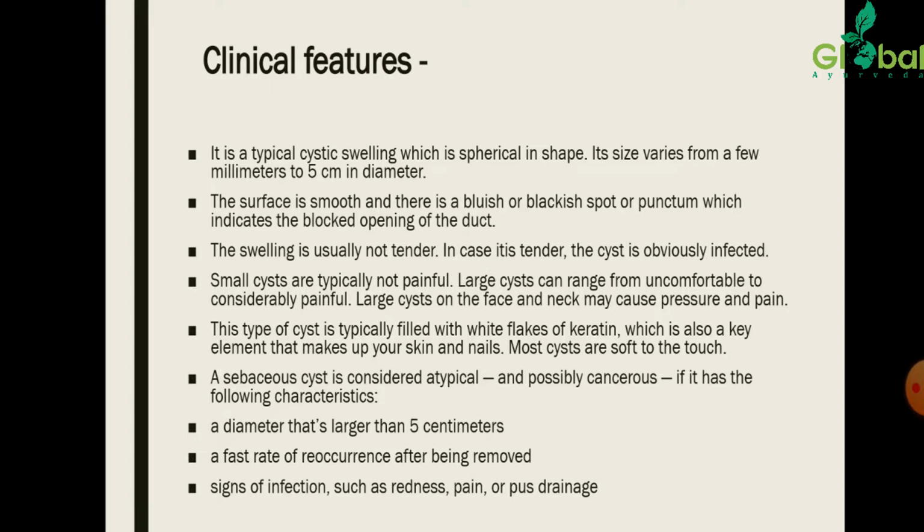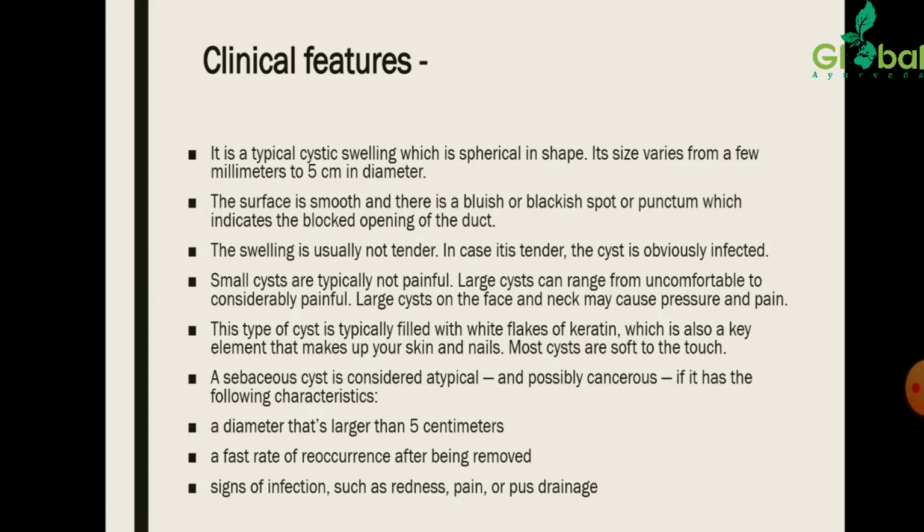Large cysts on the face and neck may cause pressure and pain. This type of cyst is typically filled with white flakes of keratin, which is also a key element that makes up your skin and nails. Most cysts are soft to the touch. A sebaceous cyst is considered atypical and possibly cancerous if it has the following characteristics: a diameter larger than 5 cm, a fast rate of recurrence after being removed, signs of infection such as redness, pain, or pus drainage.